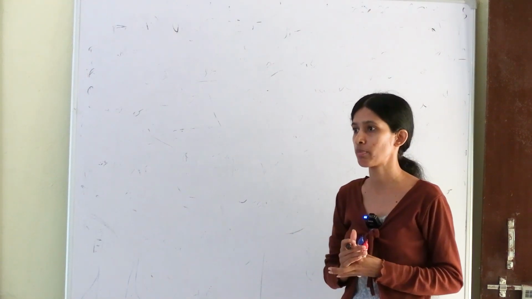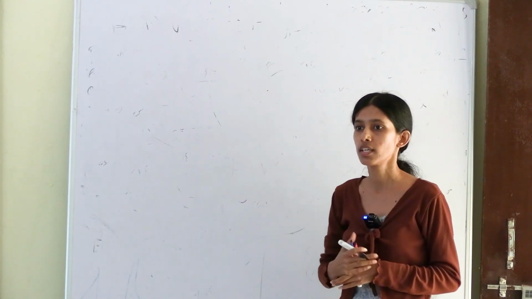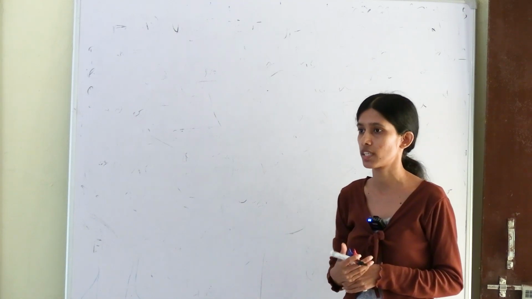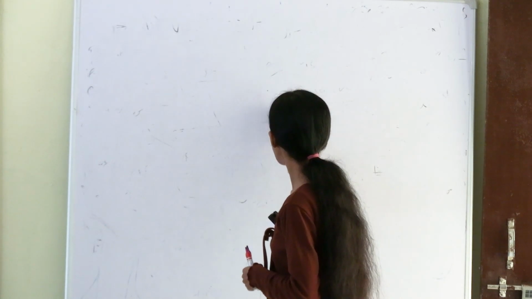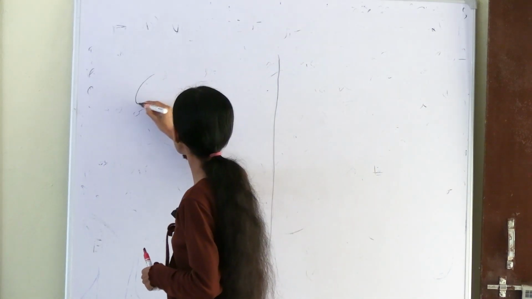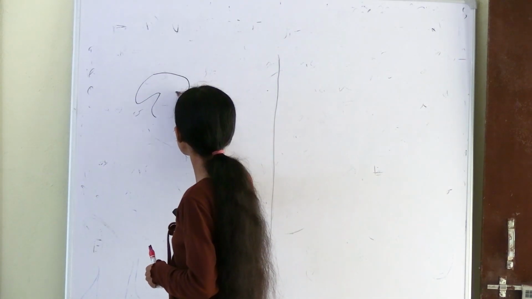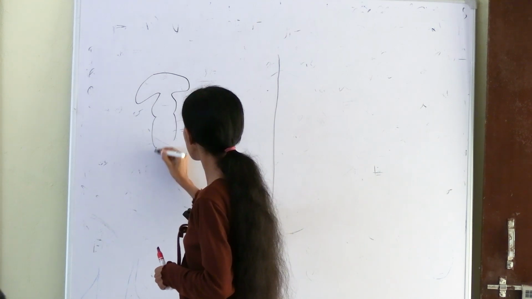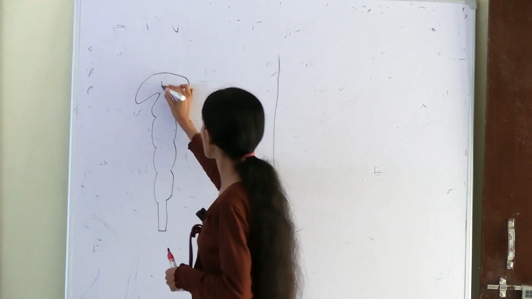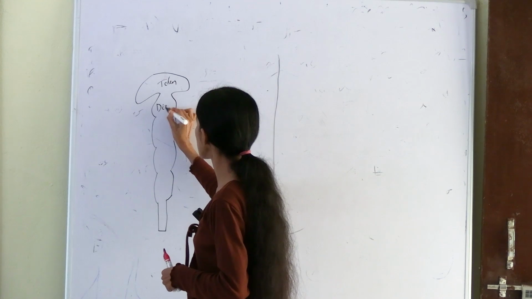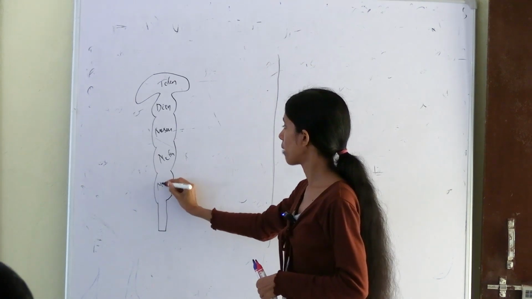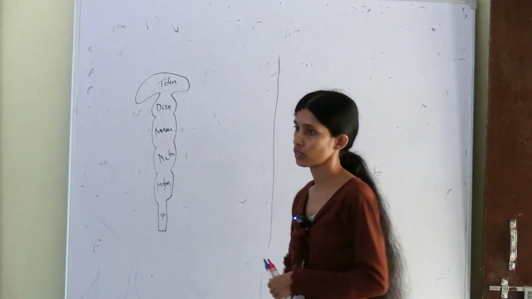Okay. So, these three primary brain vesicles will give rise to your secondary brain vesicles. Once the secondary brain vesicles formation takes place, how many brain vesicles can we see in total? 5 brain vesicles. What are those? So, this is telencephalon, diencephalon, mesencephalon, followed by metencephalon, myelencephalon and spinal cord.